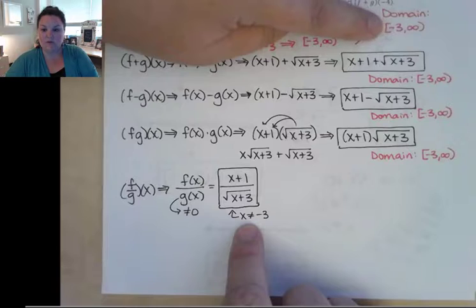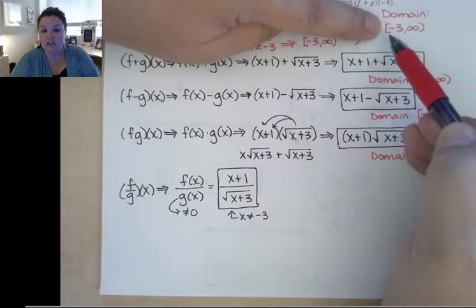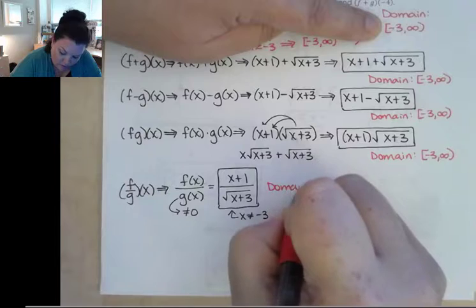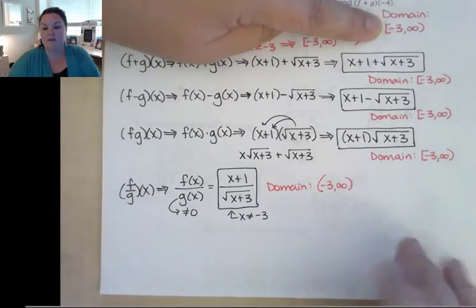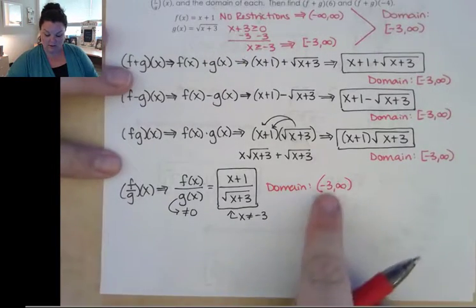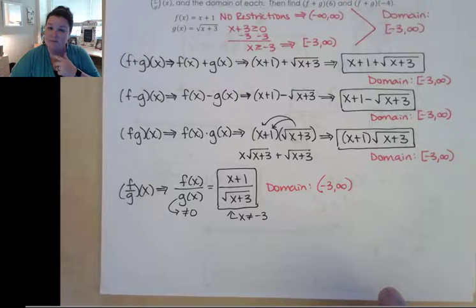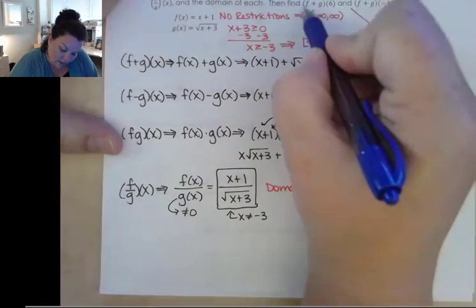So from our original domain that said it could be from -3 to infinity, all we have to do is take out the inclusion of that -3. So our domain on this one would be from -3 to infinity, but with a parenthesis to show that we can't actually include that value of -3. Does that make sense?